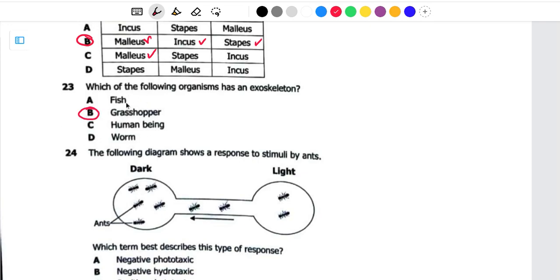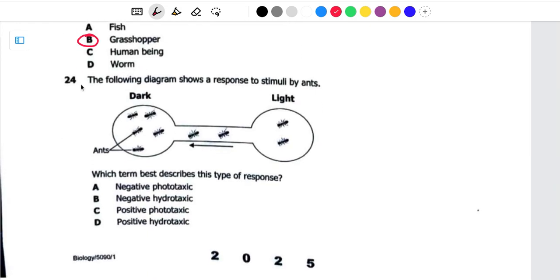For the fish, it is endoskeleton. For the human being, it is endoskeleton. For the worm, it is hydroskeleton. Then question 24. The following diagram shows a response to stimuli by ants.